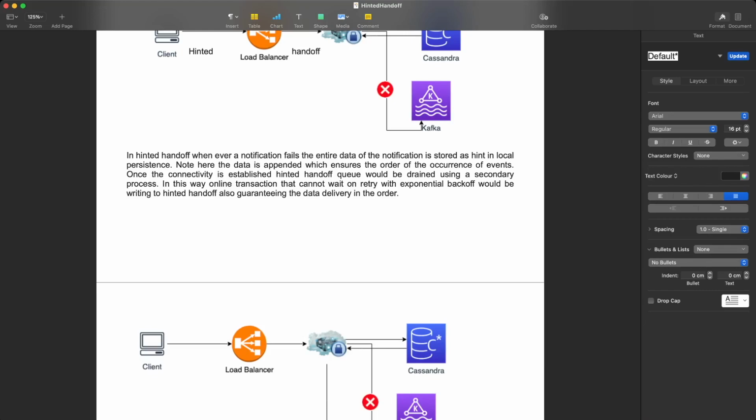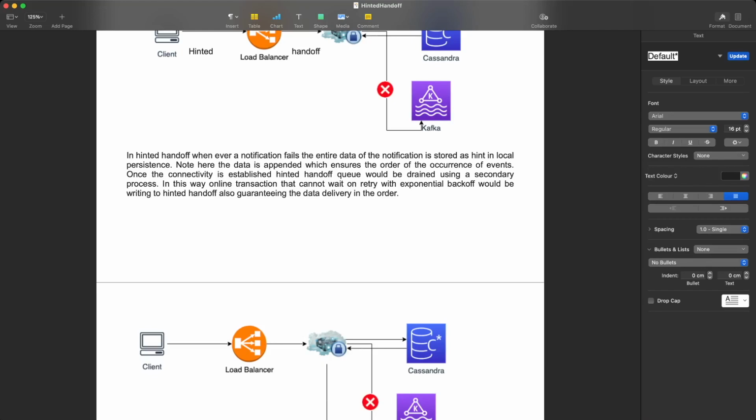Once we are able to establish connectivity to the eventing system, a separate processor will drain from the hinted handoff queue and push it to that system. So what are we ensuring here? We ensure that we will make a good amount of effort to notify the downstream systems. That's the first point. Here, since we are writing to a local file system, which is an append only file, and we will go into the data structure a little later, we are just appending to a file.